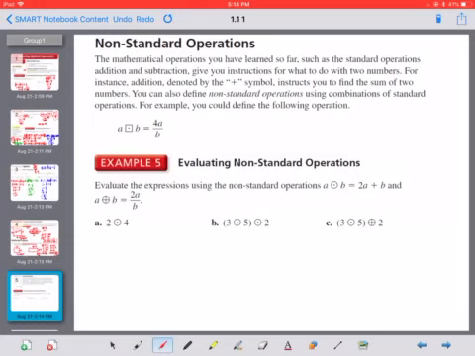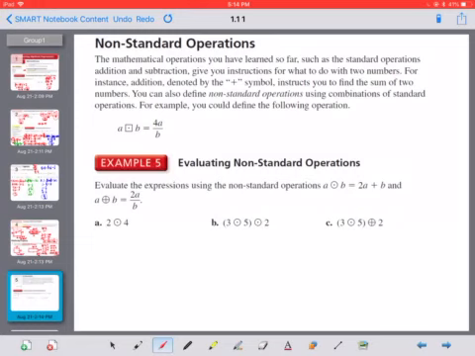Take away. You can also define non-standard operations using combinations of standard operations. Basically, you can make up a symbol that means this math expression, so you don't have to keep writing the math expression over and over again. So you could say A, box with a dot in it, B, is going to be equal to 4A over B.